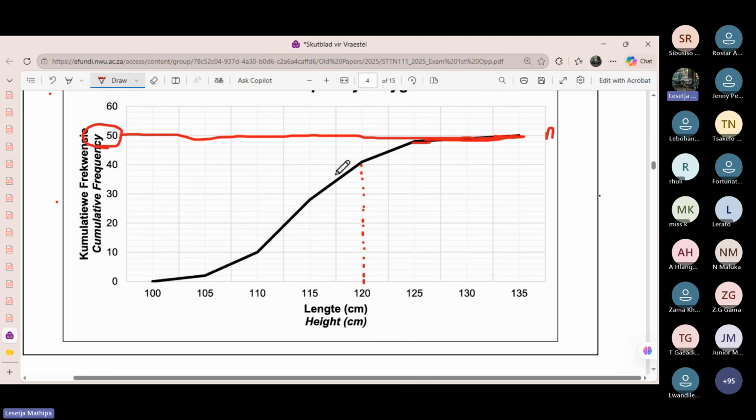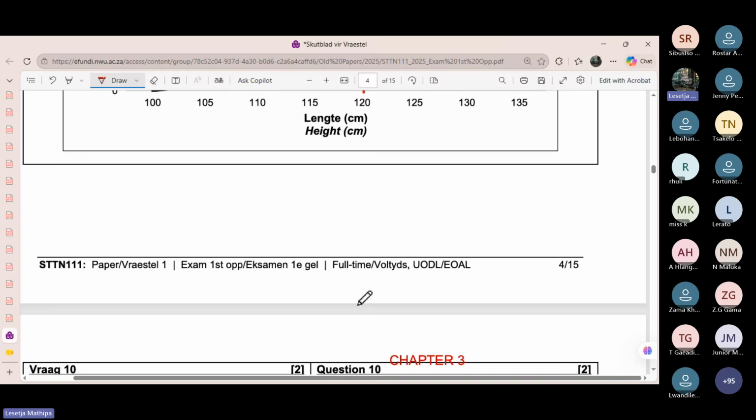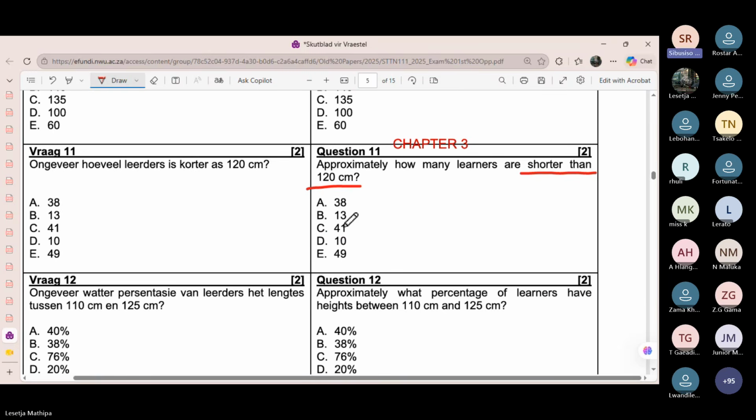You're going to say it's 41. Can you all see that? What do you guys not understand? Okay, all right. So the answer for this one will be equal to 41. The one you're shorter than will be equal to 41 for this one.